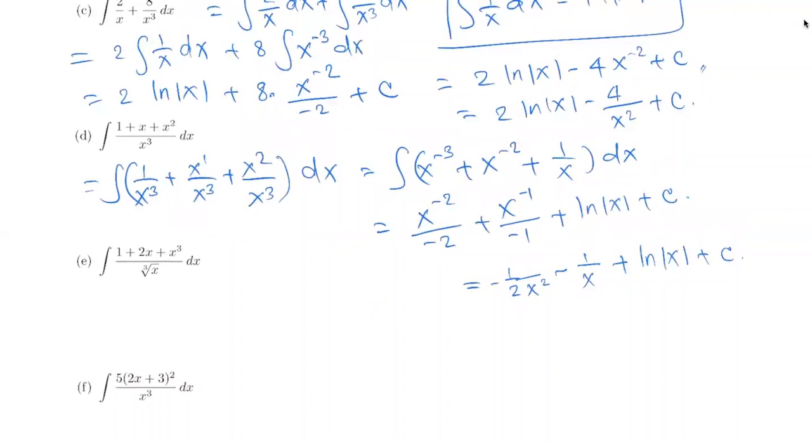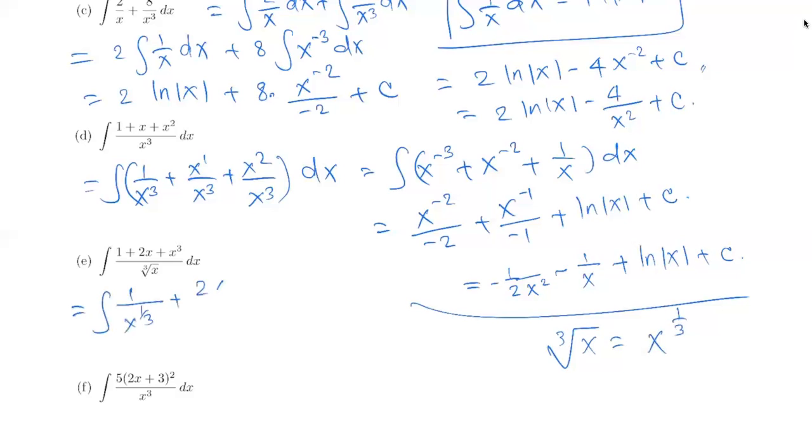Okay, part E, again like part D, because we have a fraction and we might be able to break it apart, and that's the case. So cube root of x on the bottom, as we know, cube root of x is x raised to 1/3. So this is x raised to 1/3. So we can break this apart as follows: 1 over x raised to 1/3 plus 2x over x raised to 1/3 plus x cubed over x raised to 1/3.